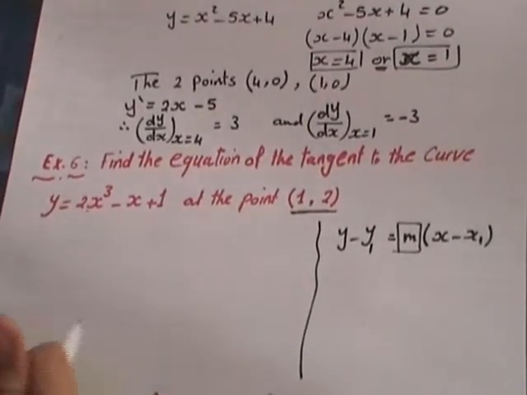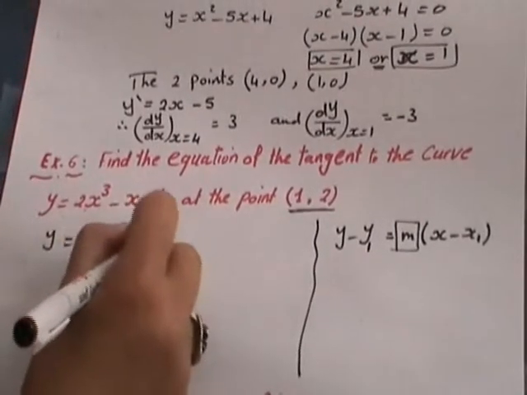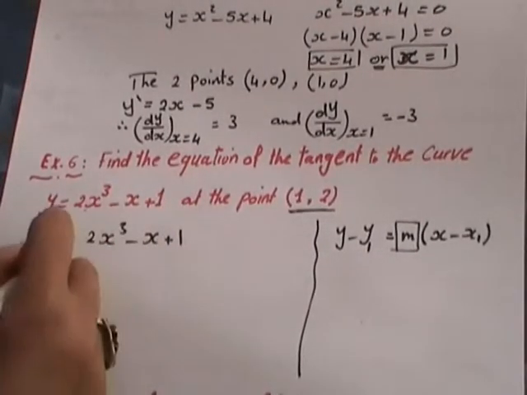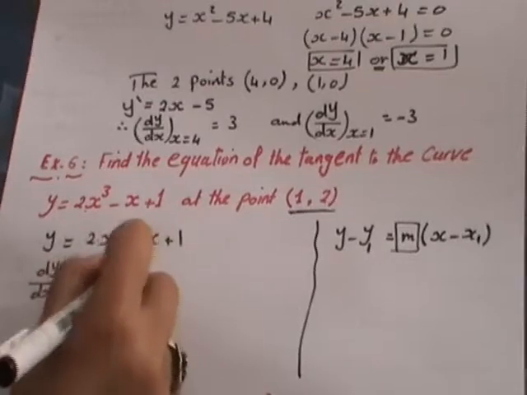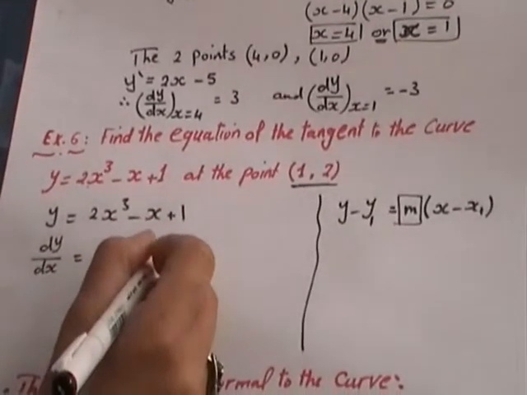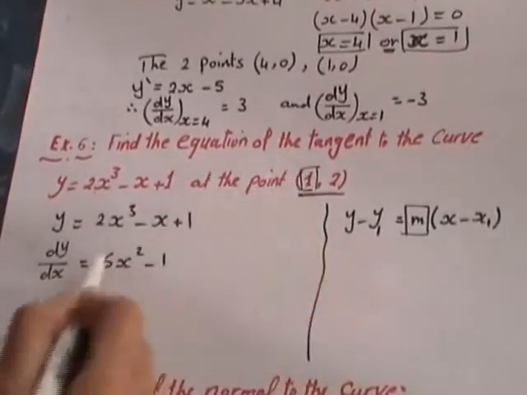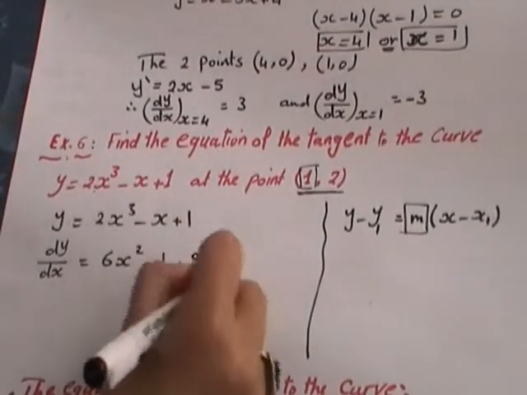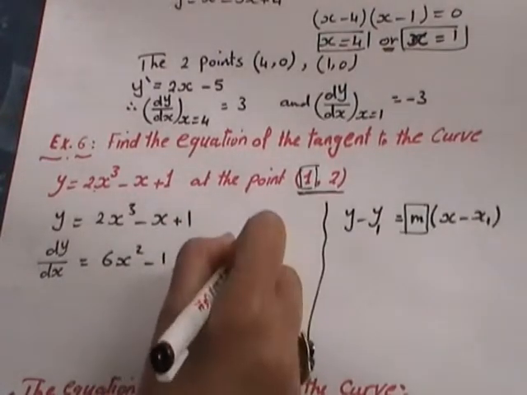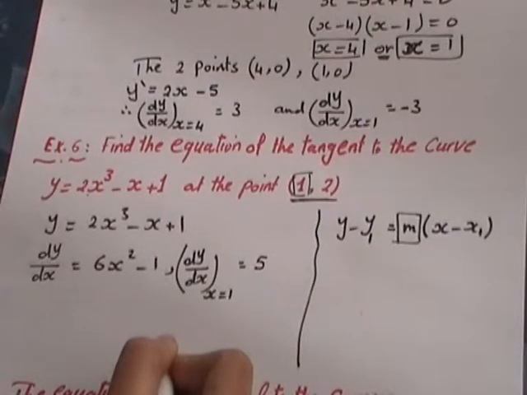How do we get the slope? First, we find the first derivative of the equation of the curve, which is y equals 2x^3 minus x plus 1. How do we get the first derivative? dy by dx equals 6x^2 minus 1. How do we get the value of the slope? By substituting the value of x, which is 1, instead of all x in the first derivative. So dy by dx at x equals 1 will be equal to 5. So the slope equals 5.